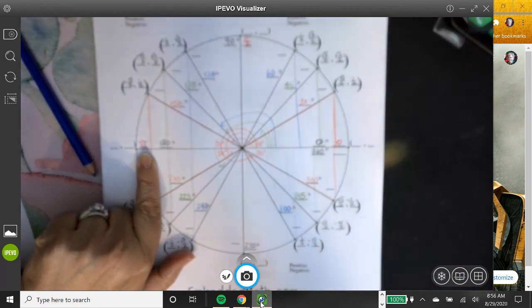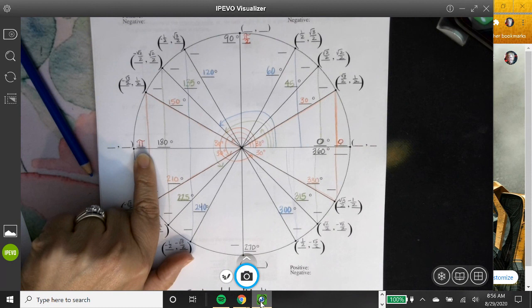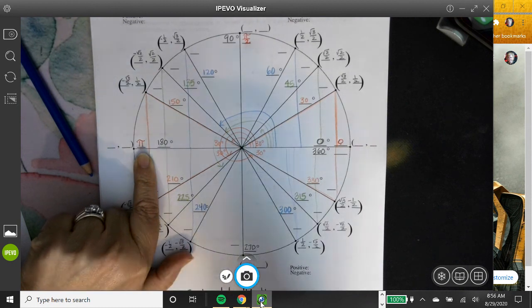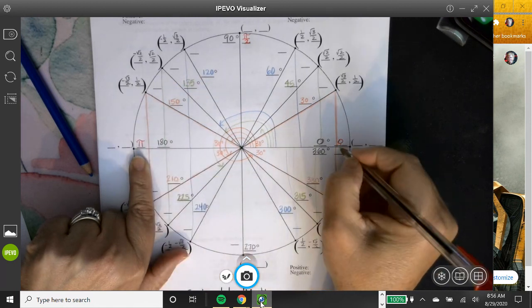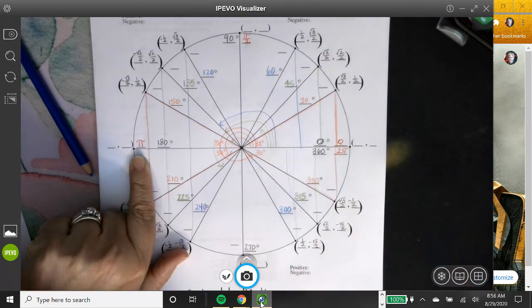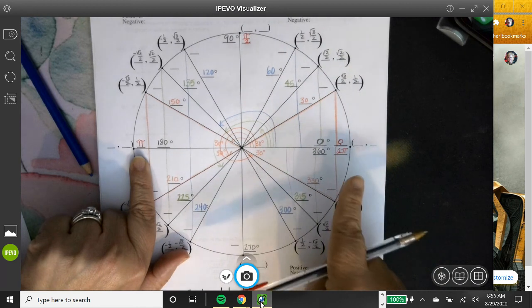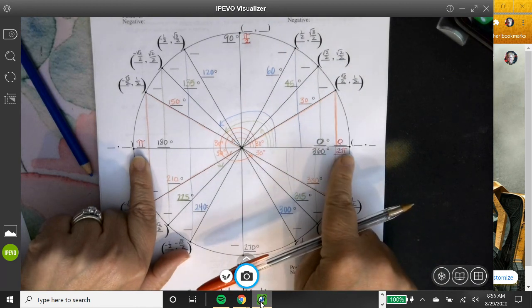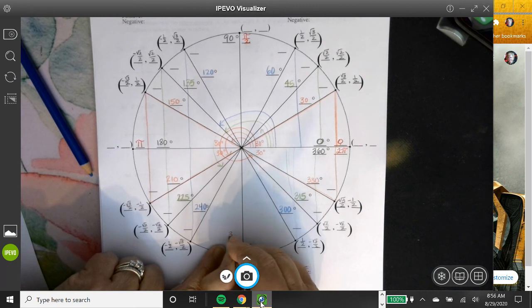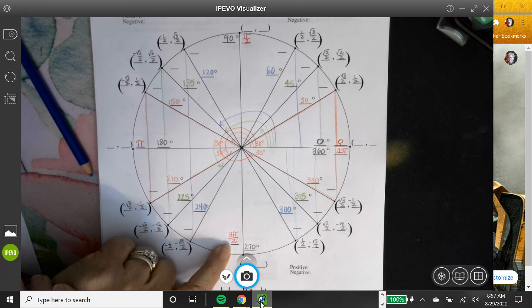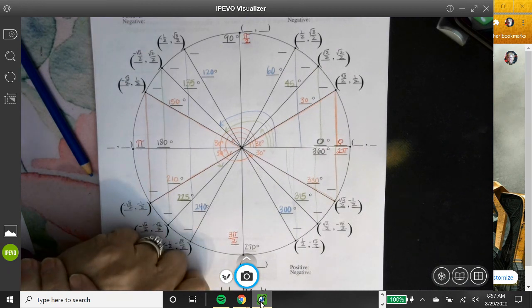It's a little blurry, maybe we can get it less blurry. There we go, pi over 2. Well, if this is from 0 to pi, then this is going to be 2 pi if I go all the way around. And halfway between pi and 2 pi is 3 pi over 2. Okay, so 3 pi over 2 equates to 270.